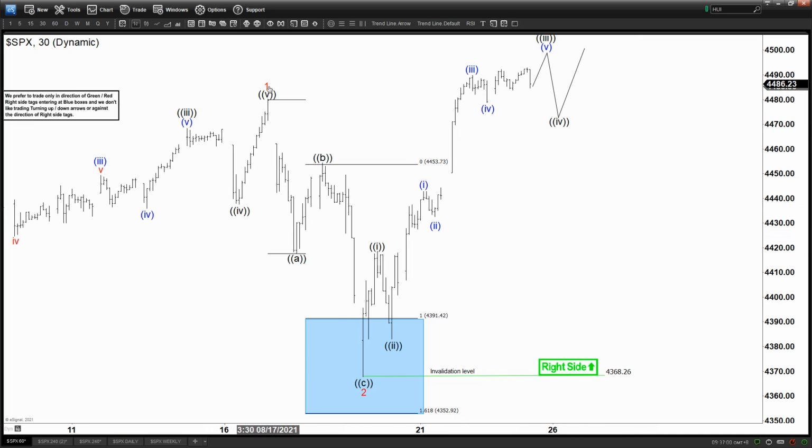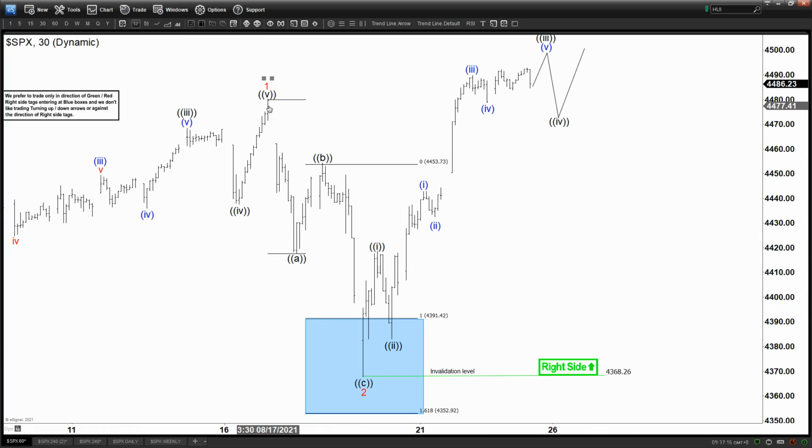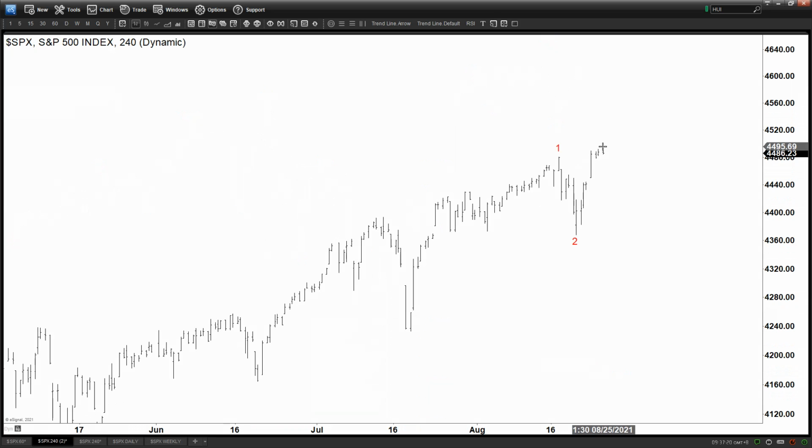Now you can notice here we got a 1 and 2 here in the minor degree. Let's zoom out to get an idea where we are. This is a 4-hour. This is the 1 and 2, the same 1 and 2 as you can see right here on the 30-minute chart. So we made this new all-time high above this previous peak here. So we're talking about the cycle that started from July here.